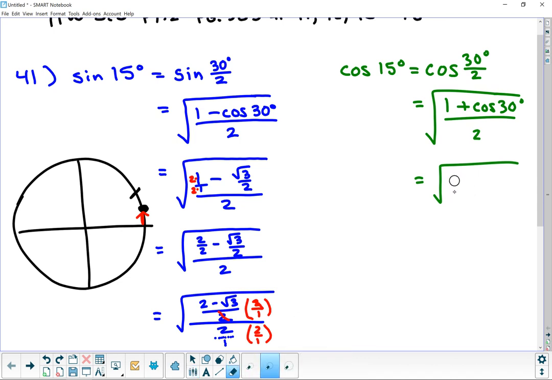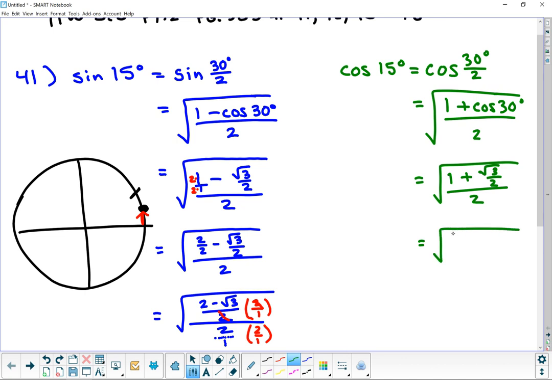1 plus, and cosine of 30 degrees is the same as this one right here, right? So it's the same as that. It's still radical 3 over 2 over 2. And you get a common, or we're going to make that 1 into a fraction of 1 over 1, which means times it by 2. You get 2 over 2 plus radical 3 over 2 over 2.